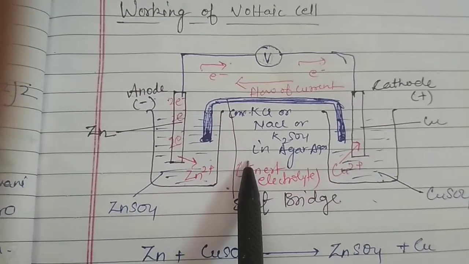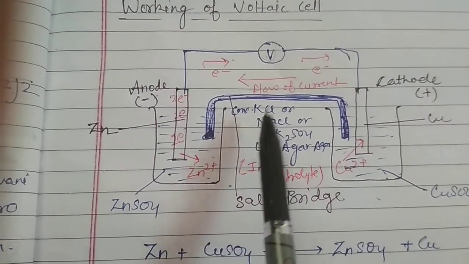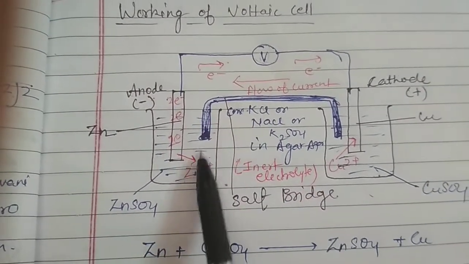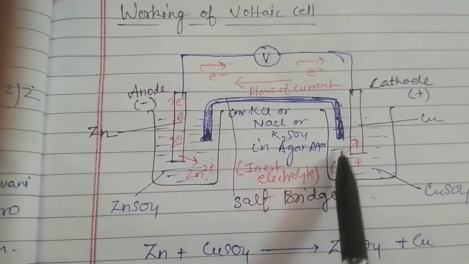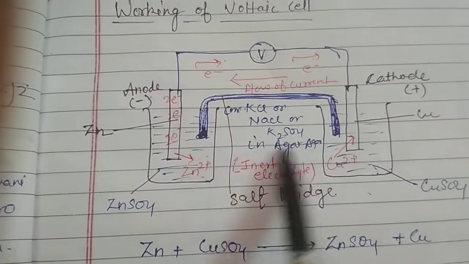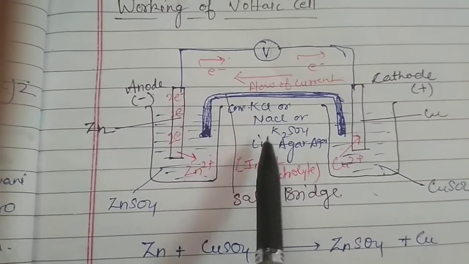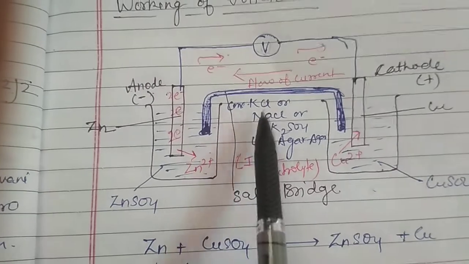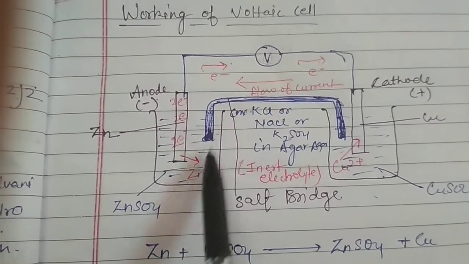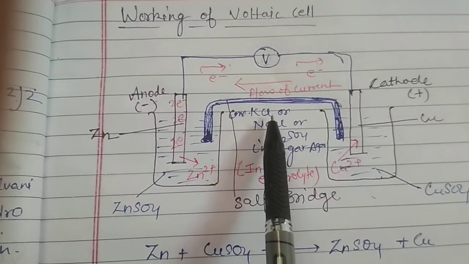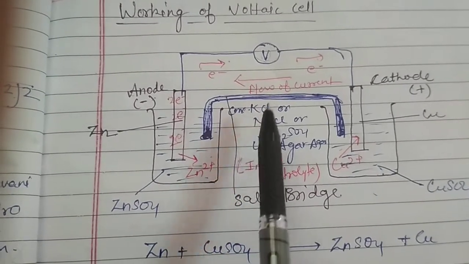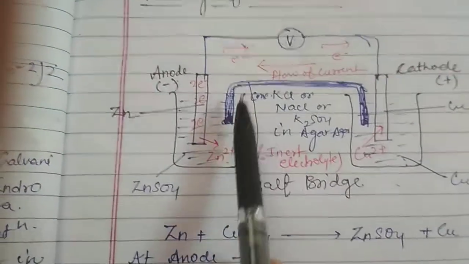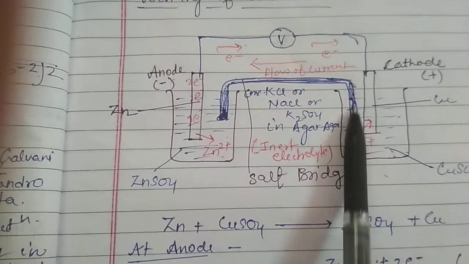These are all inert electrolytes that will not participate in the reaction, means they will not react with the electrolyte present in both the beakers. They are inert in nature. Another feature of these inert electrolytes is that they migrate at the same speed in the electrolytic solution, means cation and anion will migrate with a similar speed in the solution. So now what will happen if we are taking the salt bridge here?